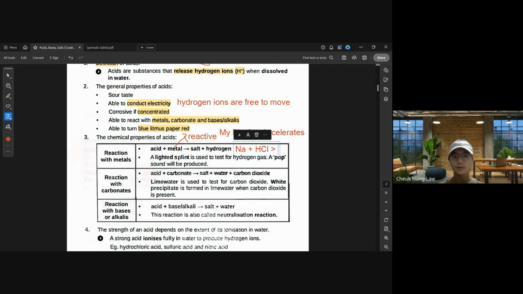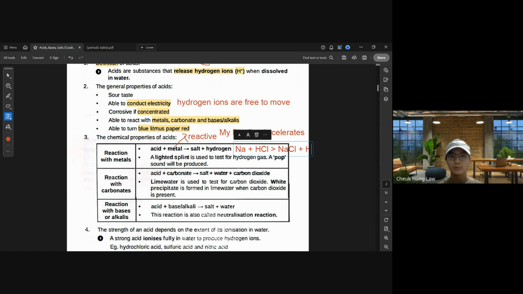So what exactly is a salt? A salt is basically when the hydrogen of the acid is replaced by the metal. That means this hydrogen is replaced by sodium, so it becomes sodium chloride. Once you have sodium chloride, what is left? You have hydrogen left, so this will of course be hydrogen.